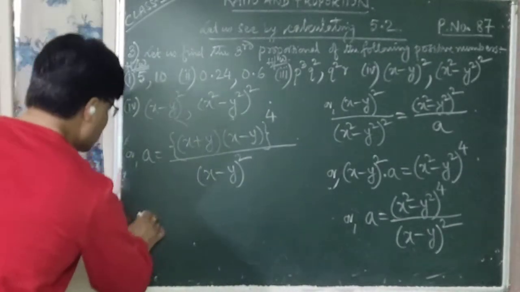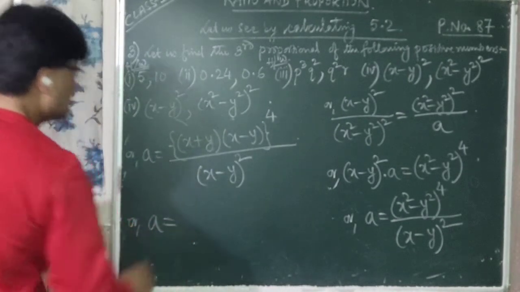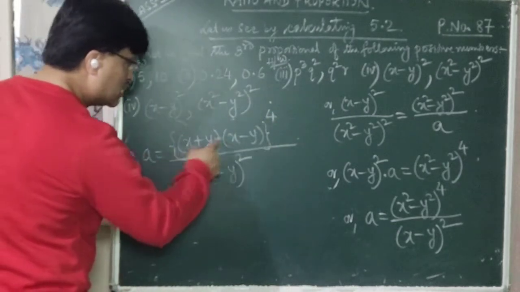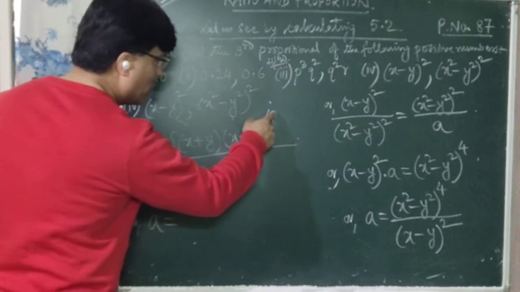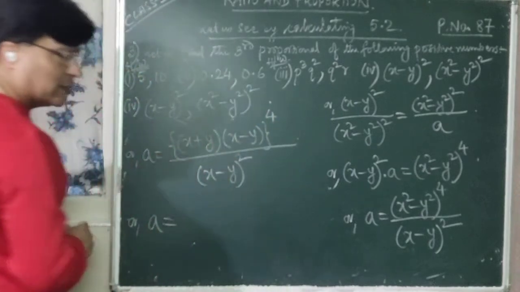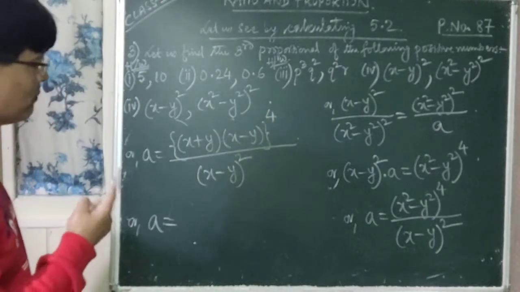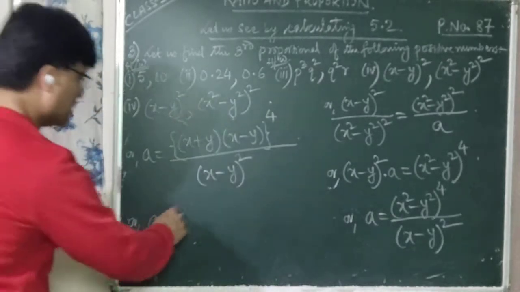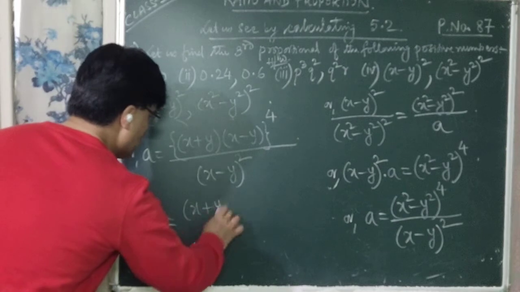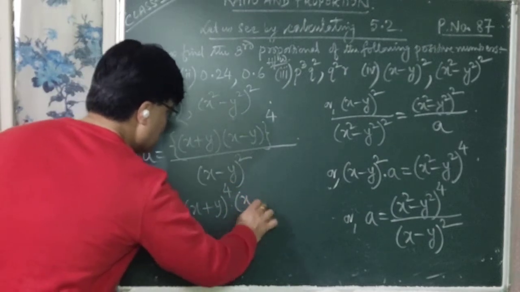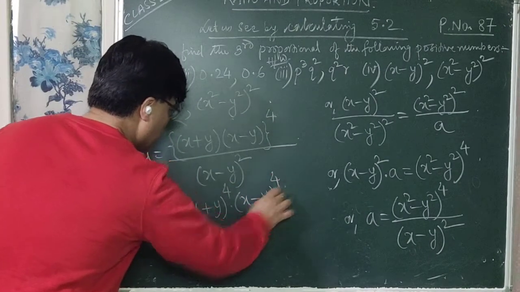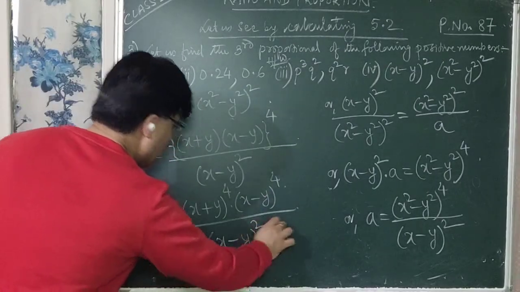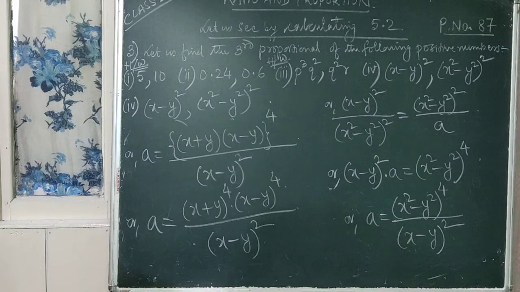So let us simplify it. Or A is equal to, now this power 4 is for both these factors, isn't it? This power 4 is for both these factors. So you can write down power 4 for both x plus y as well as x minus y. So that is (x plus y) whole to the power 4 into (x minus y) whole to the power 4 whole divided by (x minus y) whole square. Is that clear?